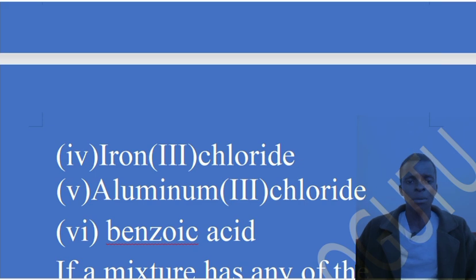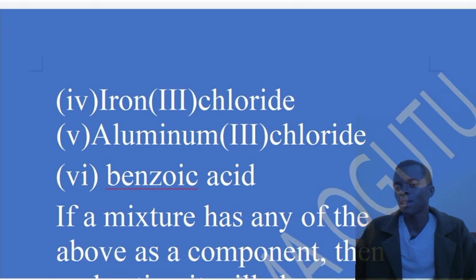So those are some of the common substances that undergo sublimation and deposition. We have iodine, carbon dioxide, camphor, ammonium chloride, iron 3 chloride, aluminium 3 chloride, and then benzoic acid.